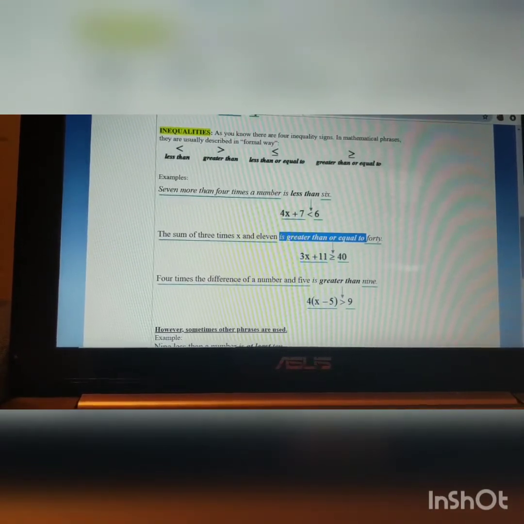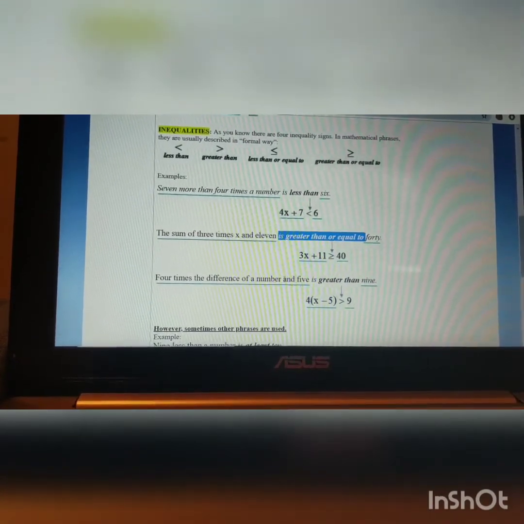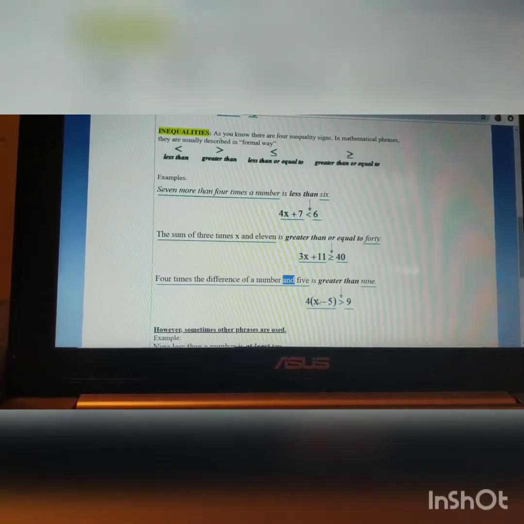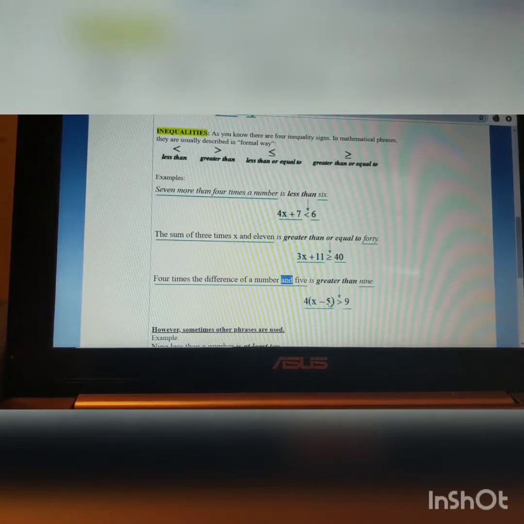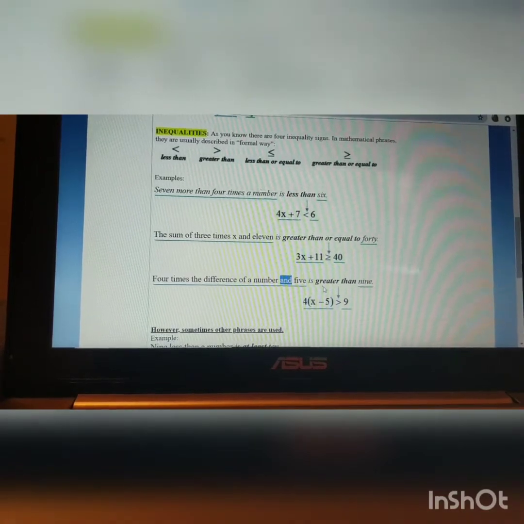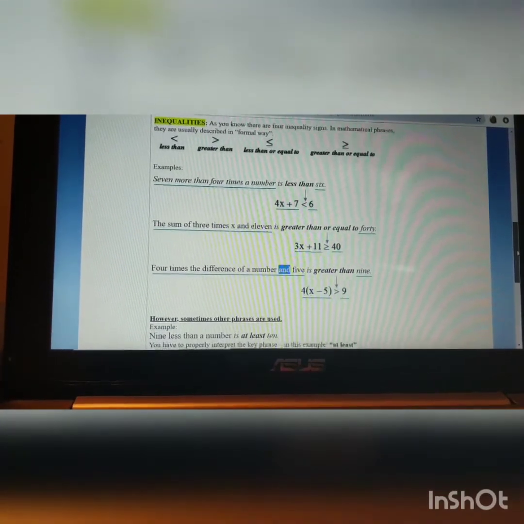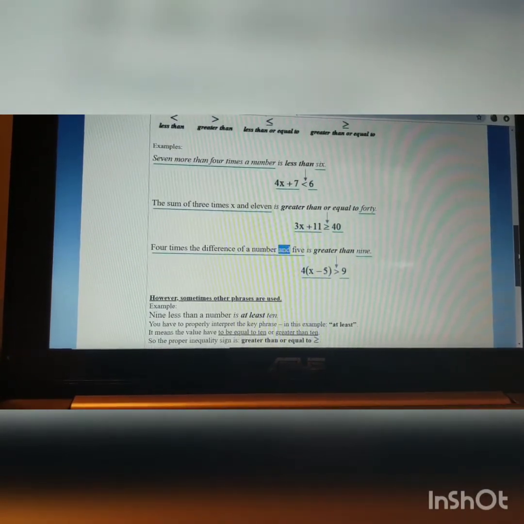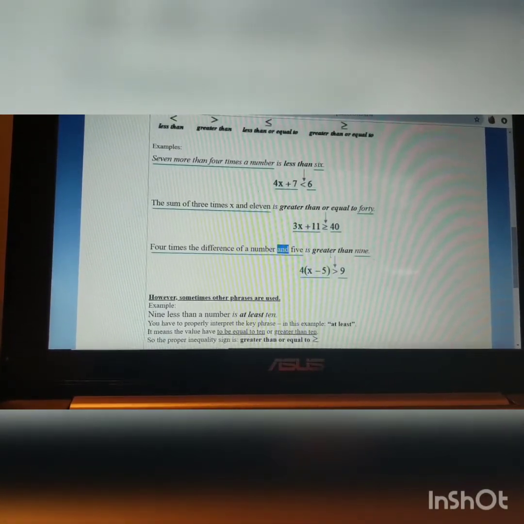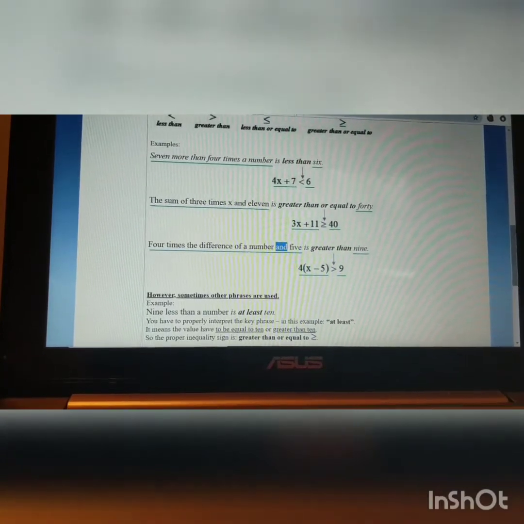4 times the difference of a number and 5. There's my difference of a number and 5. And 4 times that difference is greater than 9. So we're still writing our expressions using those same words. It's just when we see these keywords, we have to put an inequality.